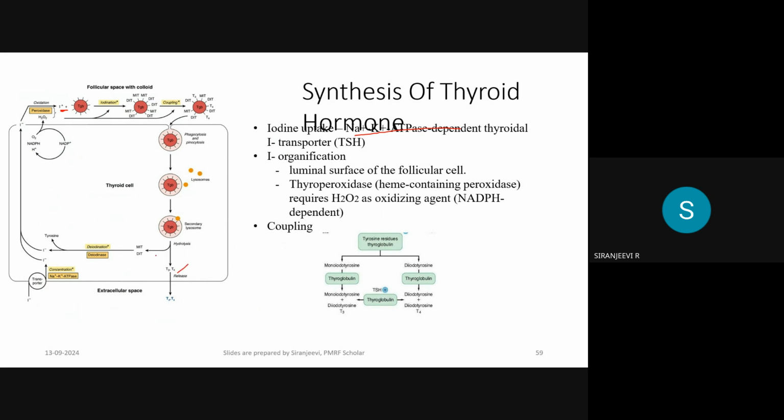Whatever MIT and DIT are formed will again go for deiodinase, then the tyrosine molecule will be formed, and then that will again go for iodination. So this is the overall thing. The tyrosine residues of the thyroglobulin form two things, and it can be iodinated on the thyroglobulin molecule. Then whenever the TSH is there, the thyroglobulin will go for degradation. Then the degraded thyroglobulin will produce T3 and T4, and the unused MIT and DIT will go for usage of tyrosine again.